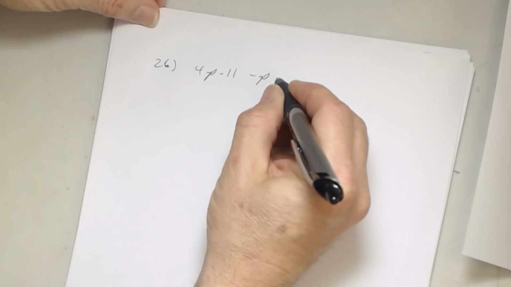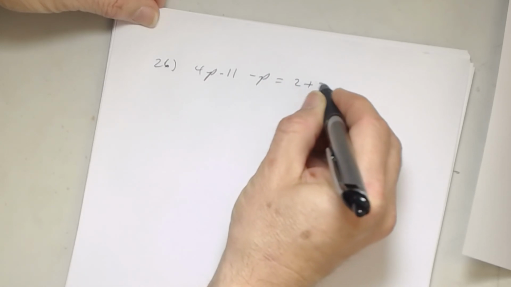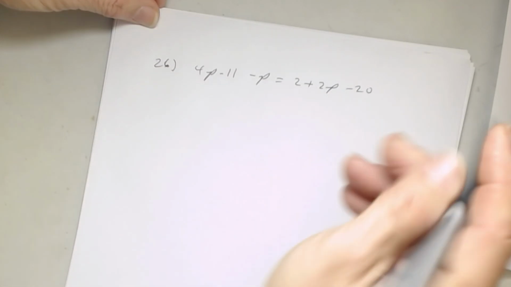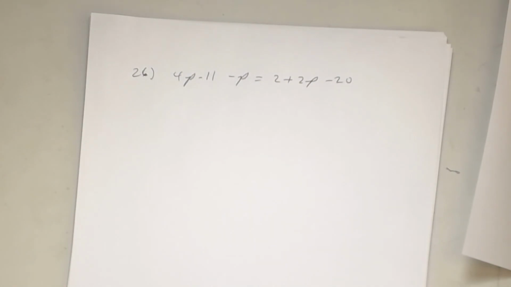Yeah, that's 4p minus 11 minus p equal 2 plus 2p minus 20. Okay, so step 1 is to use the distributive property if you can, and there's no parentheses there. Step 2 is what? Combine like terms. Okay, you combine like terms on which side? The left and the right. So on both sides.